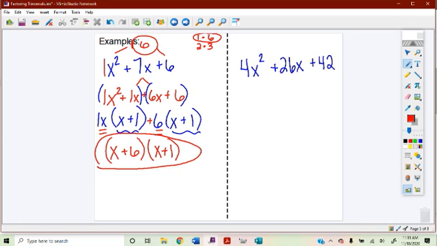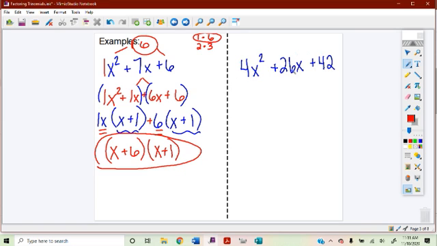All right, write down that second example, 4x squared plus 26x plus 42. All right, so when you look at this one, again, the first thing you want to do is check to see if there's a GCF. So 4, 26, and 42 are all even. So I know that at least 2 could be factored out of them.